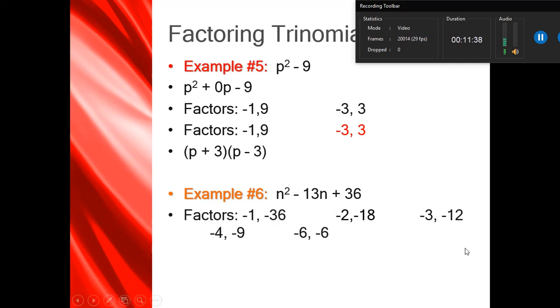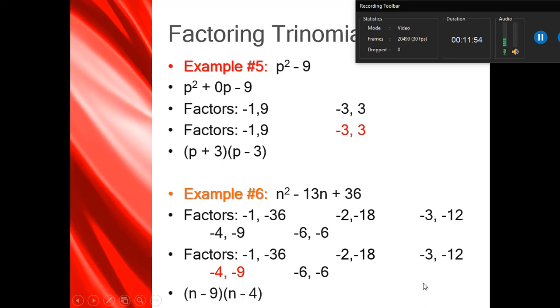And here's a complete list of possibilities for +36 that are negative. We want to select the grouping that adds up to -13. And right here, -4 and -9 will do that. And then again, we're going to split n squared, so it'll be n minus 4 and n minus 9.